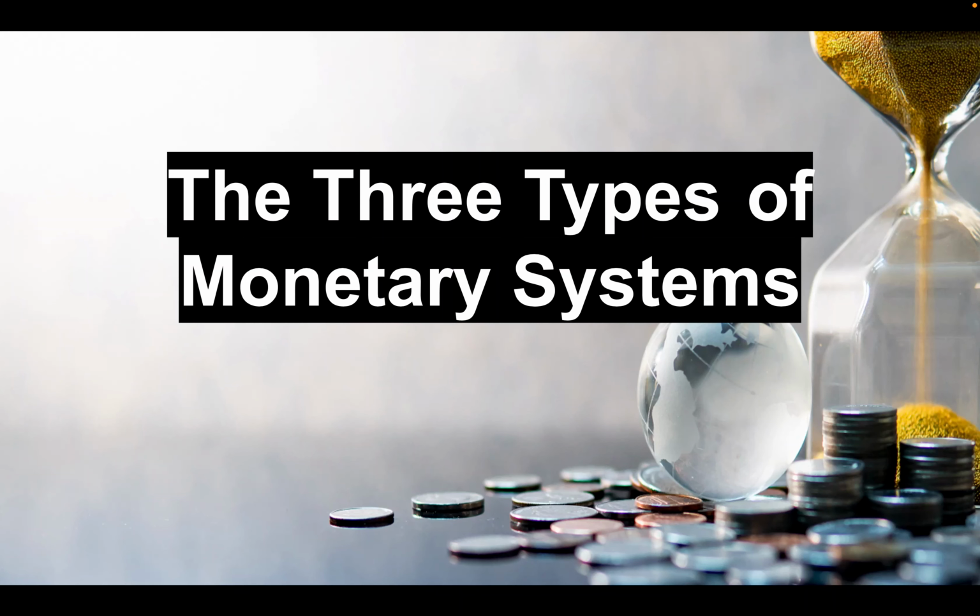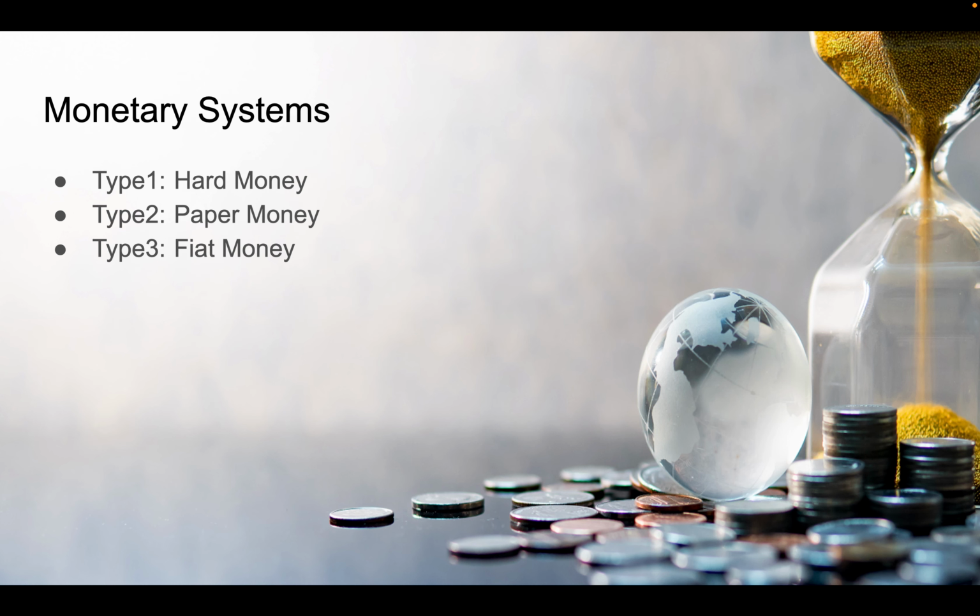In this video we're going to look at the three main types of monetary systems. Overall, through the last 1,000 years, there have been three types of monetary system. Type 1, the hard money, type 2, paper money, and type 3, fiat money. And these three types intervene in what is called a cycle, and we'll look at that in just a minute. But first, let's hear what these three types are.